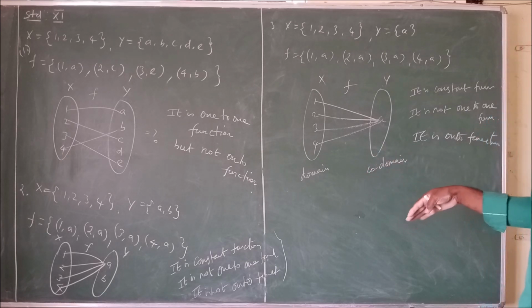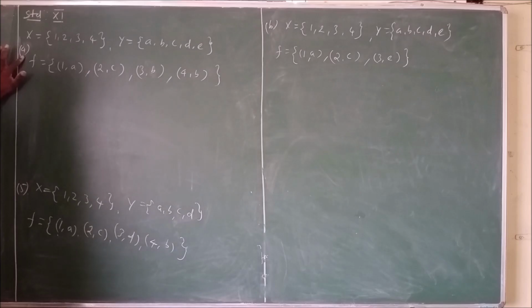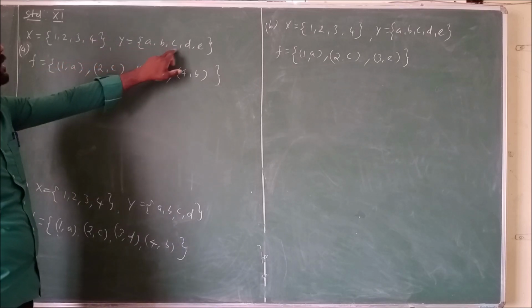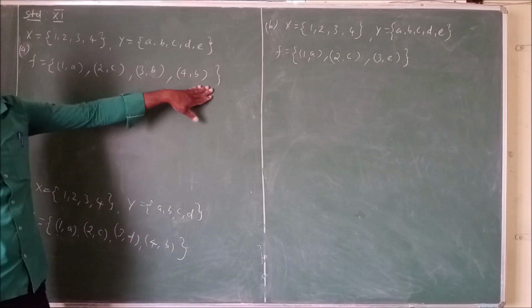Some more than three, another example for the remaining types of sums. Fourth example: X is the domain, X is 1, 2, 3, 4. Y is A, B, C, D, E. F is the function defined on (1, A), (2, C), (3, B), (4, B).